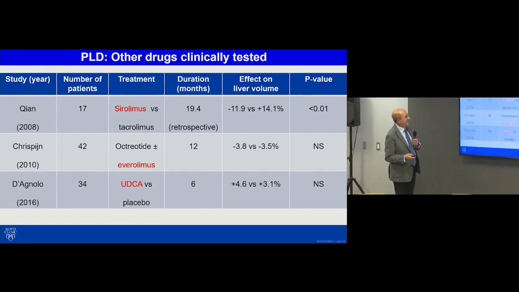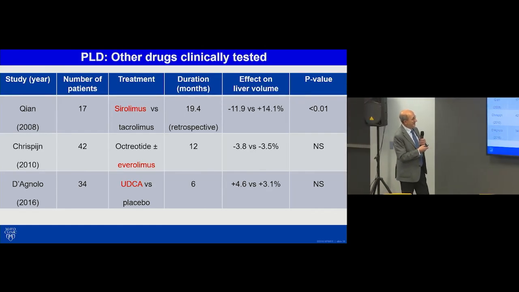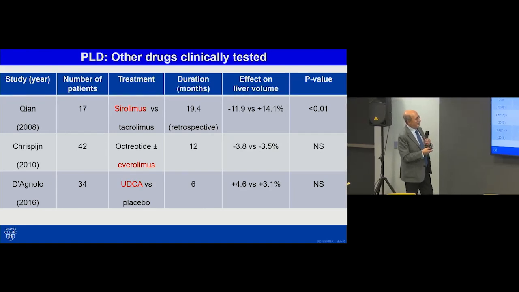Now, there are other drugs that have been tested for polycystic liver disease. A retrospective study by Dr. Shane at Mayo, in patients who had been transplanted, with a very small number of patients, showed that sirolimus reduced the rate of growth of polycystic livers, whereas the patients treated with tacrolimus after transplantation had continued growth. This has not been confirmed or disproven later on, so that's still a question pending.